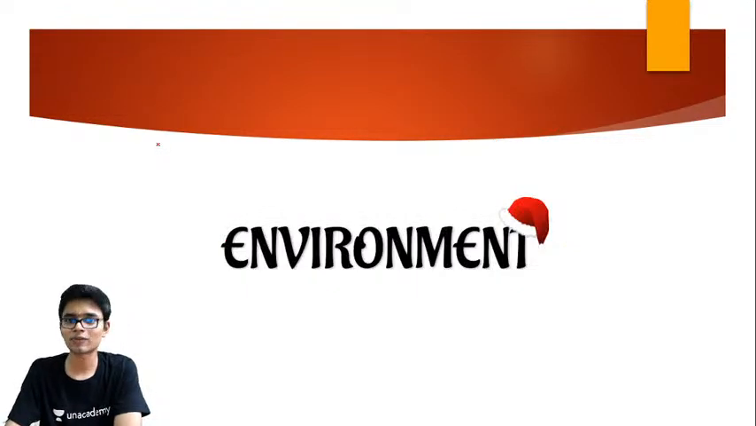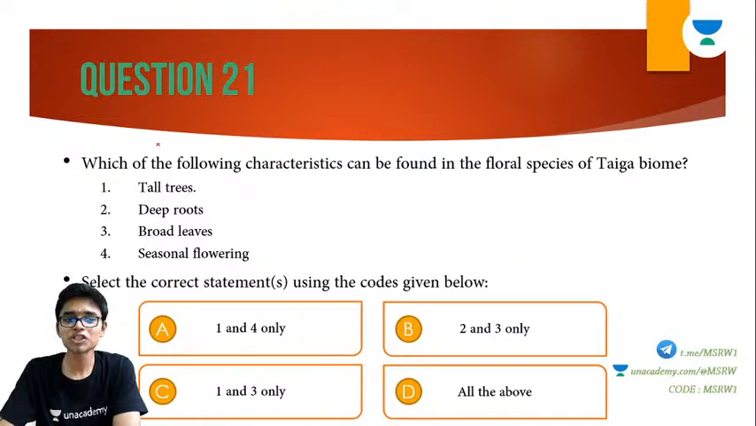Now, the last 5 questions are from environment. So here we go. Which of the following characteristics can be found in the floral species of taiga biome? Okay, 1. Tall trees, 2. Deep roots, 3. Broad leaves, 4. Seasonal flowering. Select the correct answer.